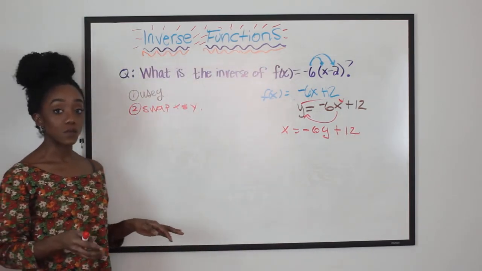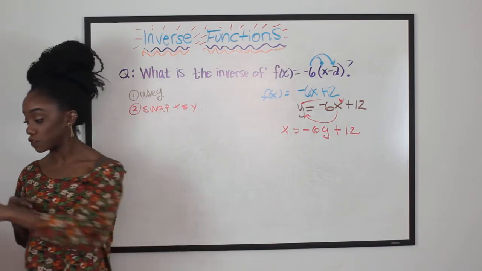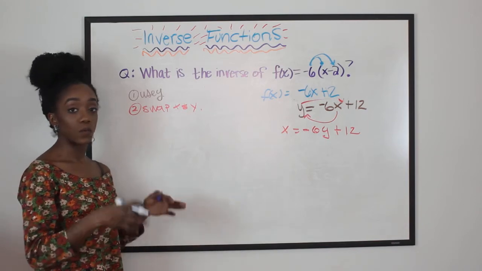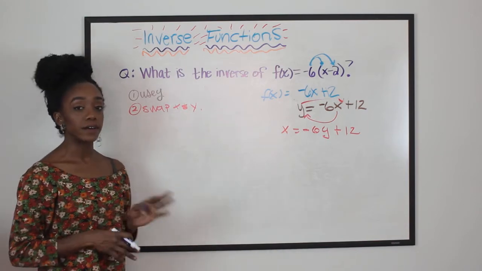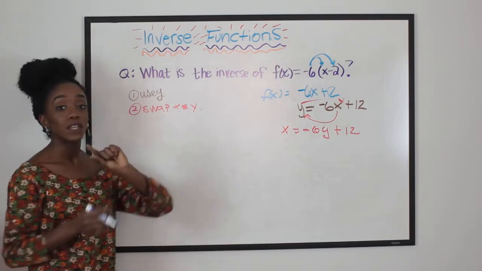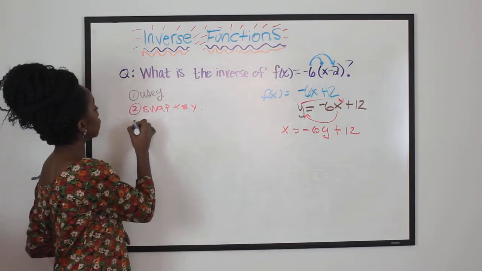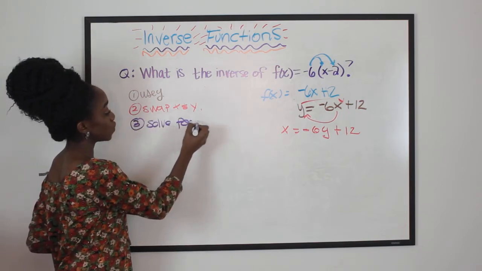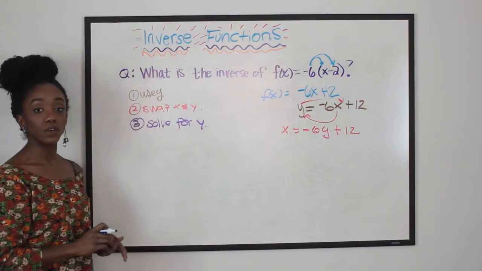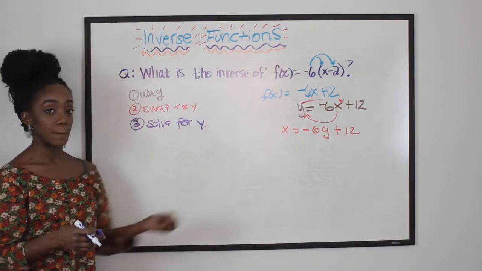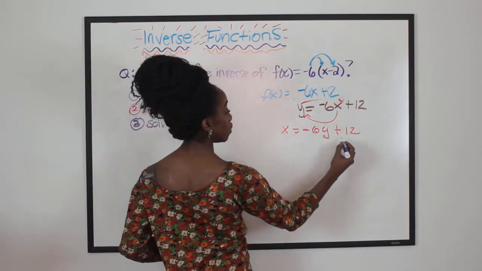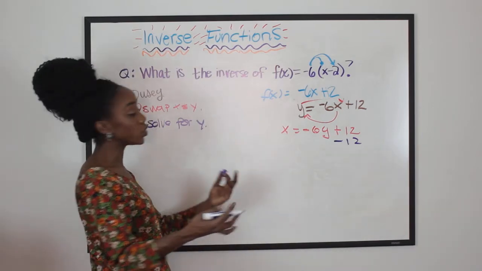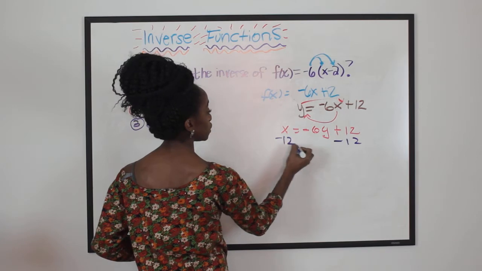Now that I swapped x and y, the last step is to, who remembers? The last step is to solve for y. Now get y by itself. Well, this is like the second to last step. There's like one baby step after this. So step 3 is to solve for y. Now we're going to get y by itself, and we're going to do the order of operations backwards. So first I'm going to subtract the 12. Whatever you do to one side of the equation, you must do to both. So I'm going to subtract the 12 over here.